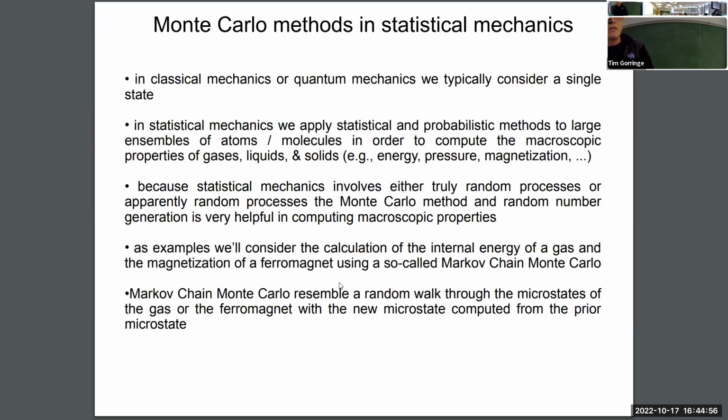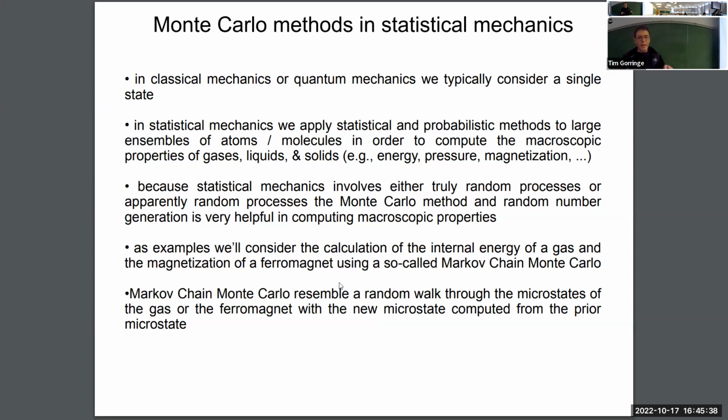Okay, so that's kind of the analogy between macroscopic systems like gases and solids with that simple system of coin tosses, in large numbers of coin tosses. And we're going to draw on that analogy to try and understand some problems in statistical mechanics. So in classical mechanics and in quantum mechanics, we're normally dealing with, say, a single state, single object.